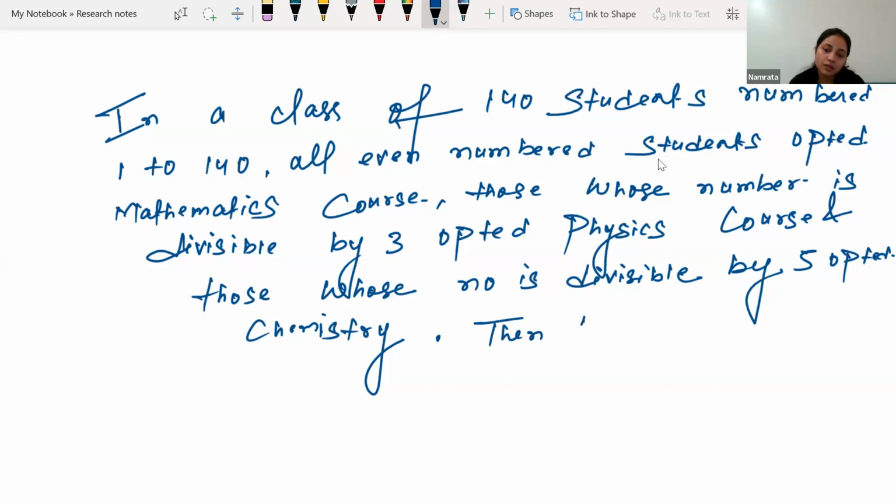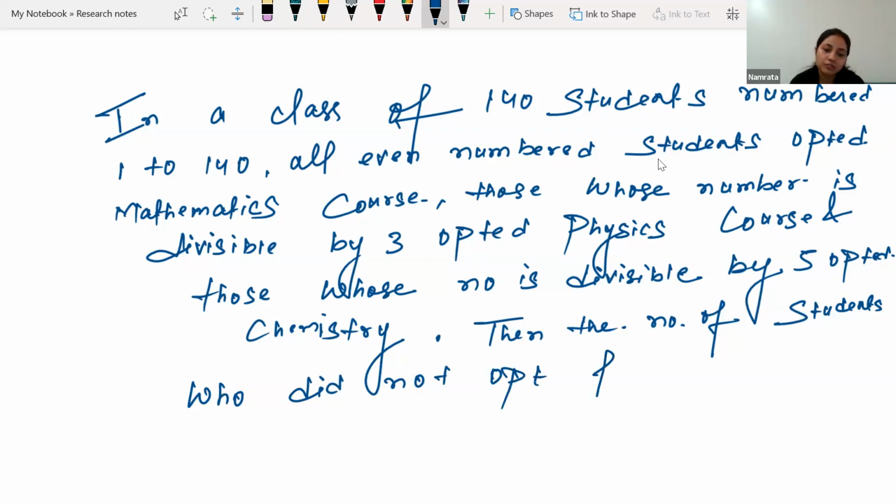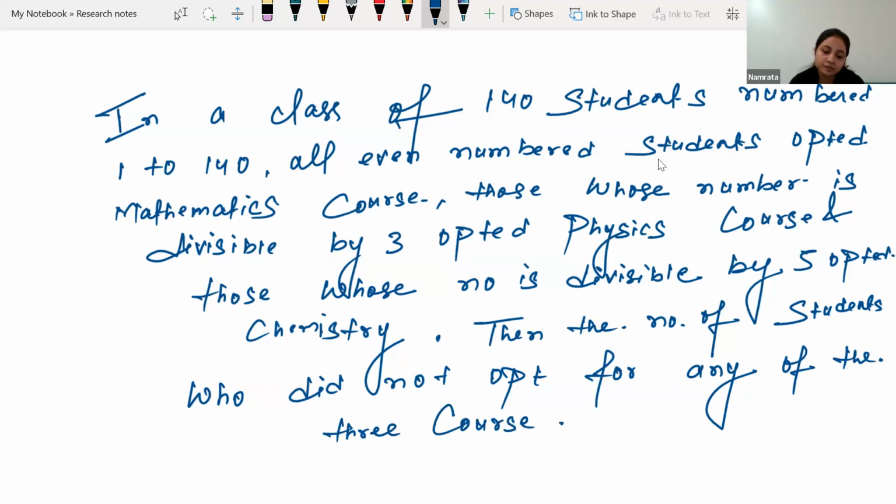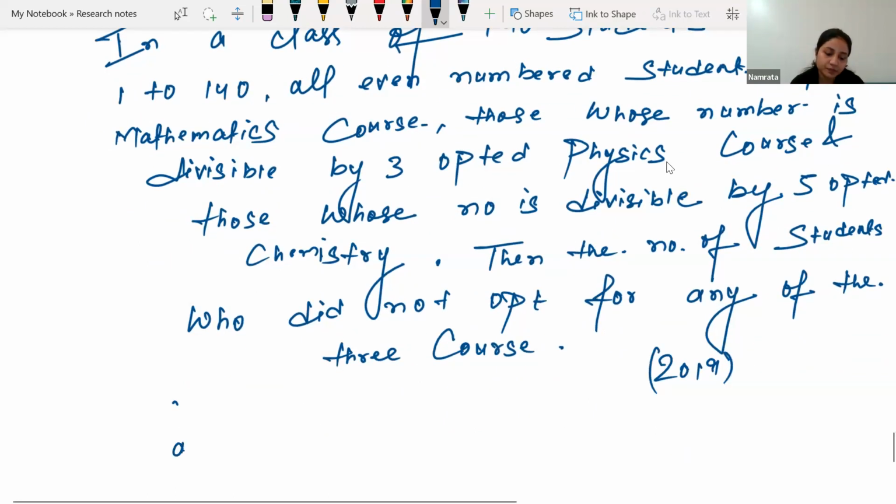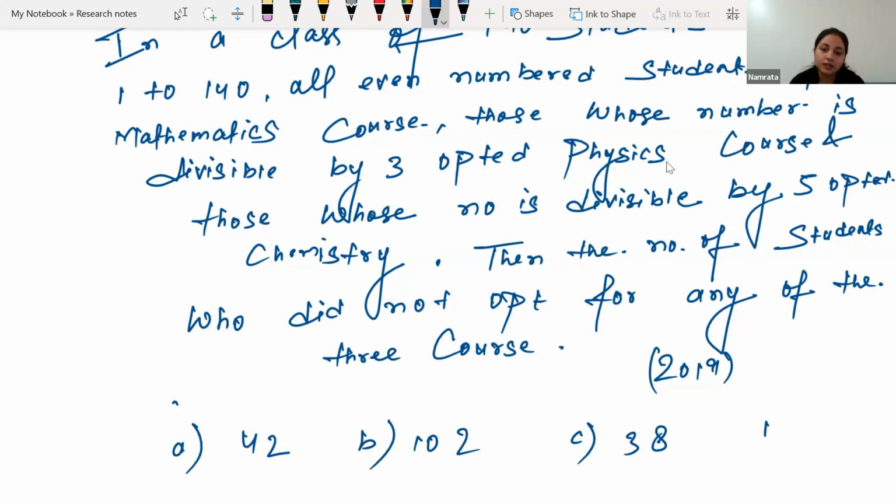Then the number of students who did not opt for any of the 3 courses. This question is from 2019. Option A 42, B 102, C 38, and D 1.